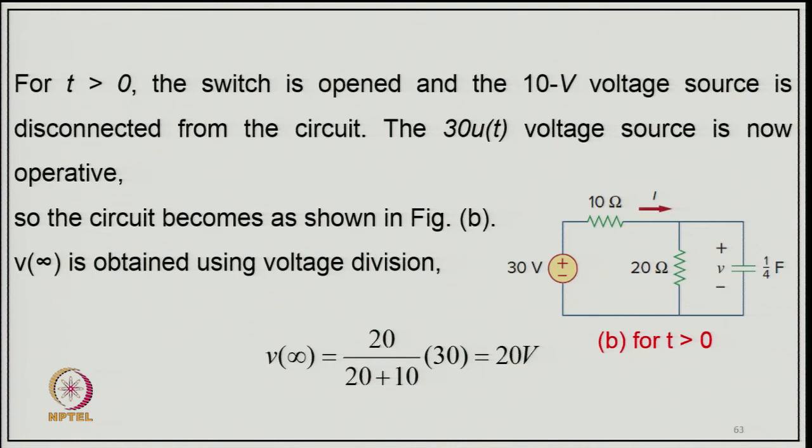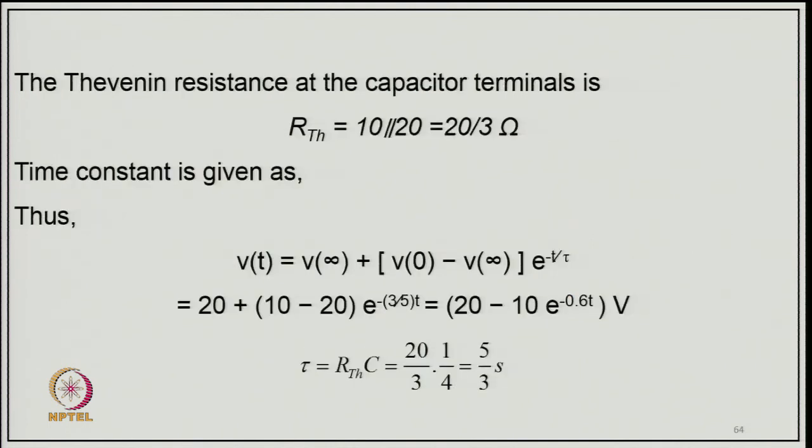The circuit becomes as shown here, and v infinity is obtained using voltage division. V infinity equals 20 divided by 20 plus 10, the voltage across the capacitor corresponding to the 20 ohm resistor, multiplied by 30, that is 20 volts. So it goes from 10 volts at t equal to 0 to 20 volts at t going to infinity. The Thevenin resistance at the capacitor terminal is the parallel combination of 10 and 20 ohms, that is 20 by 3 ohms, and the time constant tau equals R_th C, that is 20 by 3 into 1 by 4, which is 5 by 3 seconds.